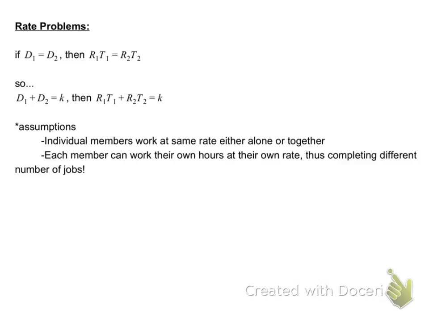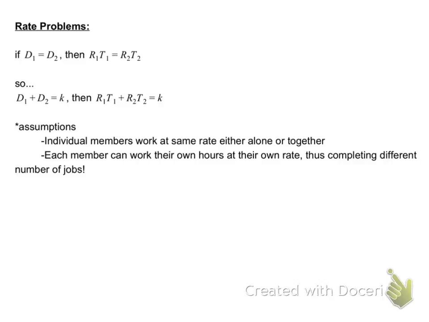Each member can work their own hours at their own rate, thus completing different numbers of jobs. So, going back to the cookie example, Jason will eat a different amount of cookies than I'll eat because we have different rates, even though we could go for the exact same amount of time or different times. Okay? We do not have to do everything together.